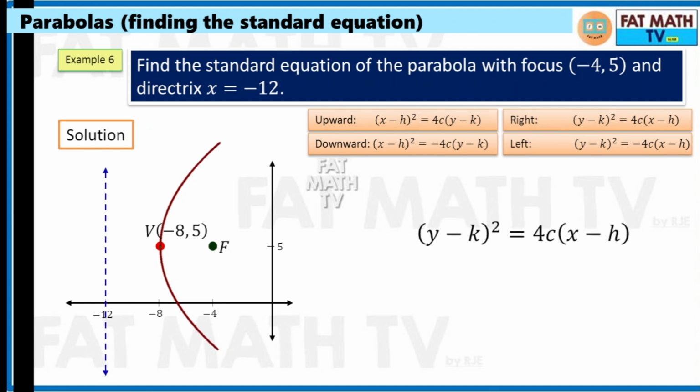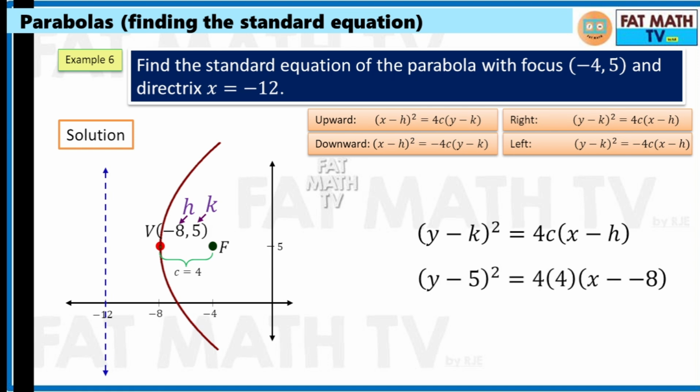And its standard equation is y minus k squared equals 4c times x minus h. And then h is negative 8, k is positive 5, and c is the distance from the vertex to the focus or from the directrix to the vertex. That is from negative 8 to negative 4. The distance between negative 8 and negative 4, you just subtract. Negative 4 minus negative 8 is positive 4. So c is positive 4.